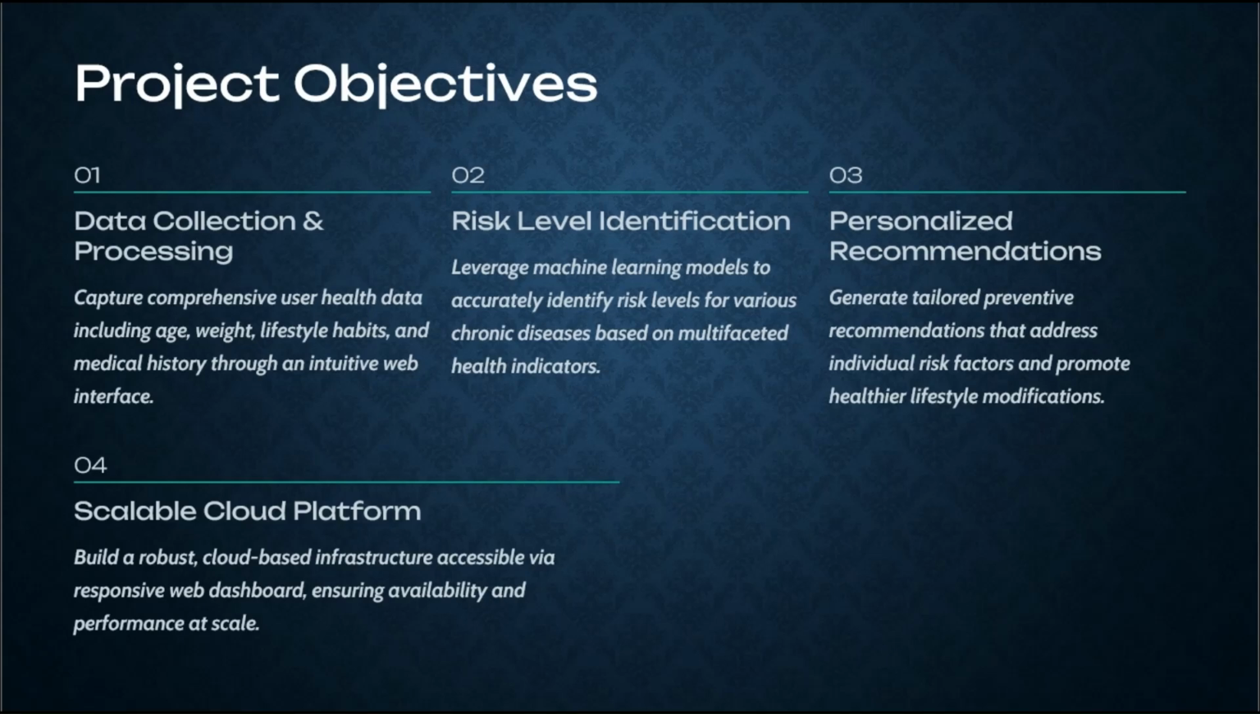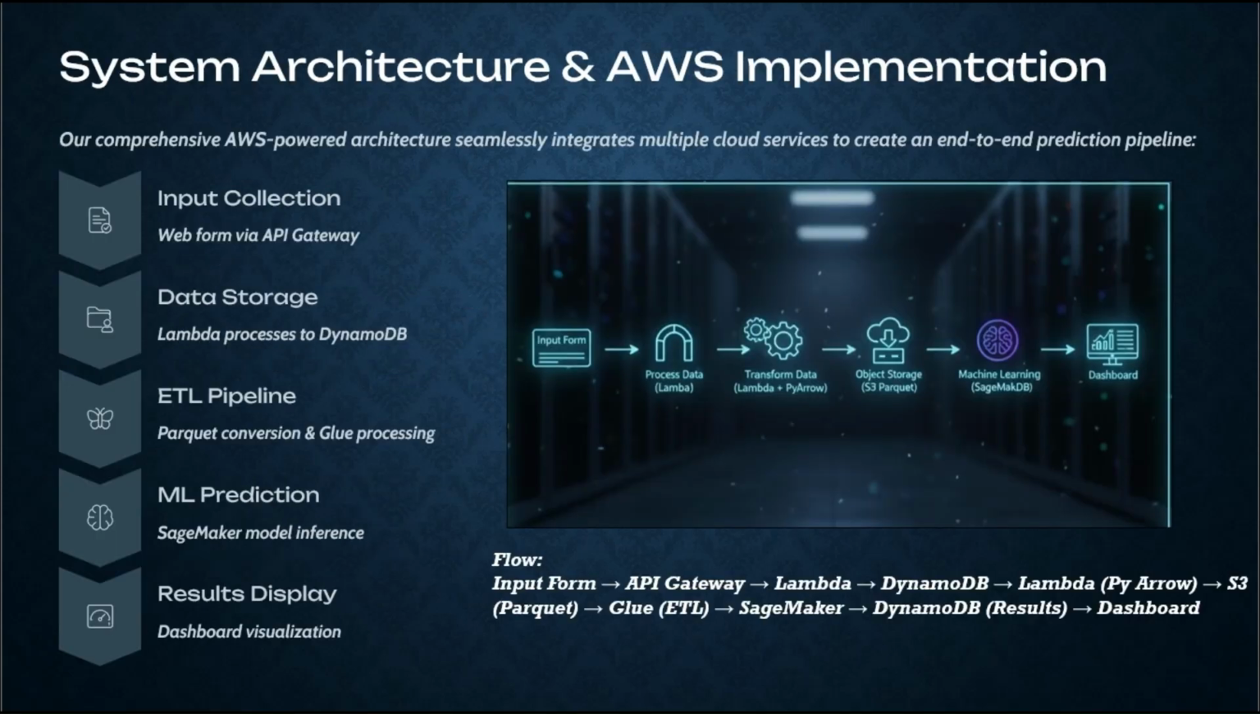So the system architecture includes 7 steps. The first is that the user submits data through an S3 hosted web form. The second step is the API Gateway sends it to Lambda for validation. The third step is that data is stored in DynamoDB, which is a NoSQL, or we can say no schema, database. The fourth point is that another Lambda converts it to Parquet using PyArrow and sends it to S3.